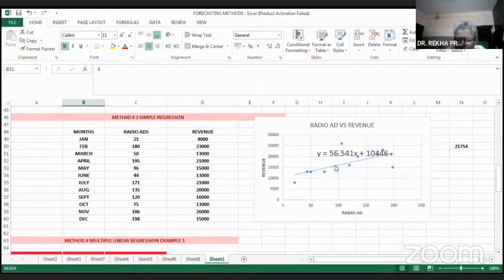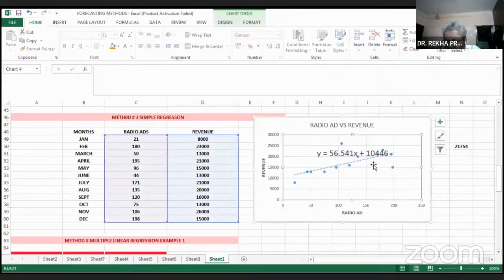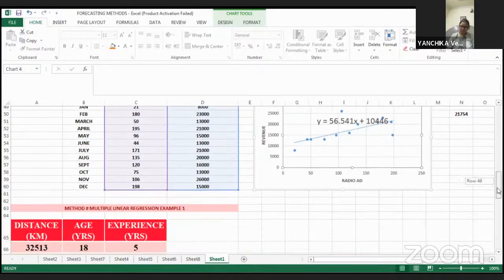So here the equation is y is equal to mx plus c: 56.541x plus 10,446. So accordingly, as the month changes, here it is monthly, say for next month, January, what will be the revenue? We can take months as 1, 2, 3, 4, 5, 6, then 13th month, what will be the revenue? We can get that. So this makes your prediction.